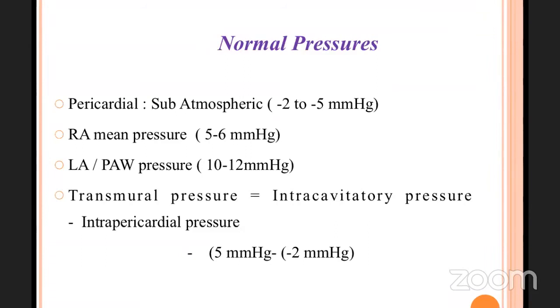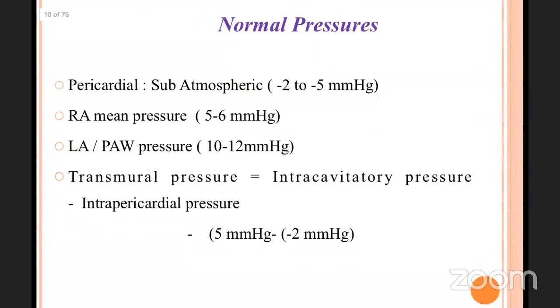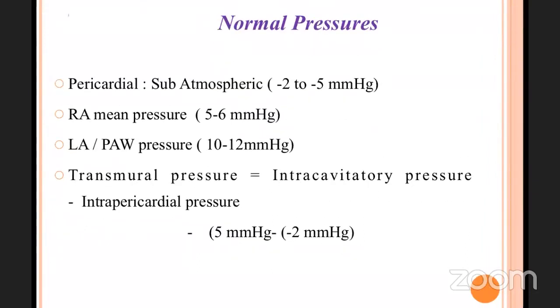When we say transmural pressure, we mean intracavitary pressure minus intrapericardial pressure. In a normal person, the intracavitary pressure in the right atrium is about 5 millimeters of mercury, and the intrapericardial pressure is -2 millimeters of mercury. So the total transmural pressure will be 5 plus 2, that will be 7 millimeters of mercury. It is this transmural pressure that really causes the stretching of the ventricular myocardium, that really influences the amount of blood that is ejected out as the stroke volume.